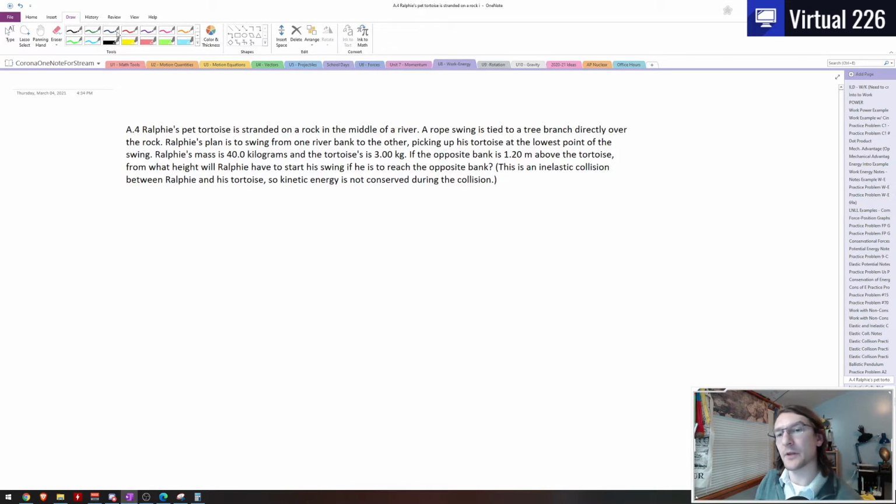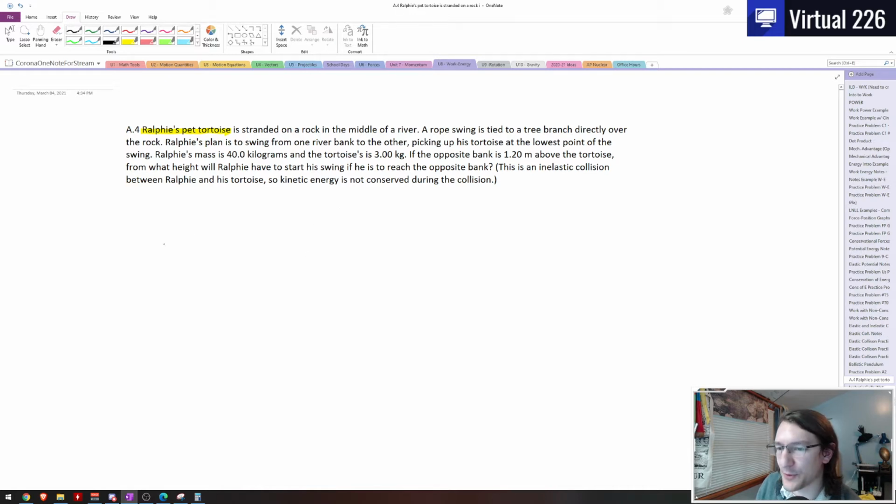Okay, we have another inelastic collision problem. This time with Ralphie and his pet tortoise. What? So here's how the problem's gonna go. Ralphie's pet tortoise, we'll name it something like Frank, right? Franklin the turtle. It's stranded on a rock in the middle of the river, but we have a rope swing tied to a tree branch directly over the rock. Ralphie's plan is to swing from one riverbank to the other and pick up his tortoise on the way.